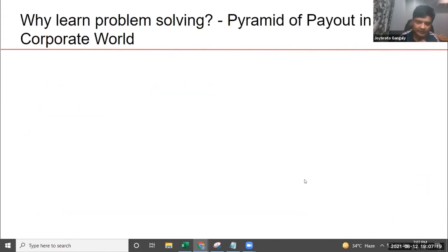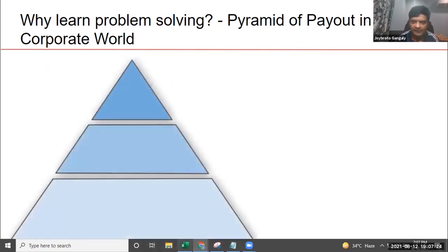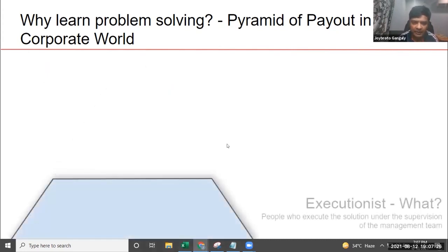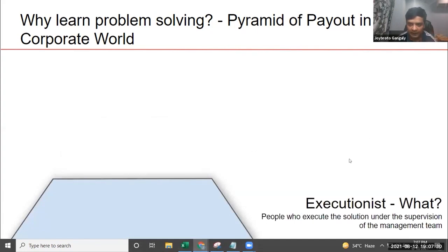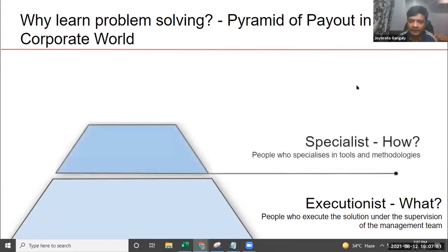I guess most people don't know it. So let me walk you through that. So this is the overall pyramid of payout. At the most bottom layer are people who actually spend most of their time executing something, right? They are the order takers. This is the broadest part of the pyramid and lowest in terms of salary. They think day in and day out in terms of what needs to be done, what my manager has asked me to do today, and so on, right?